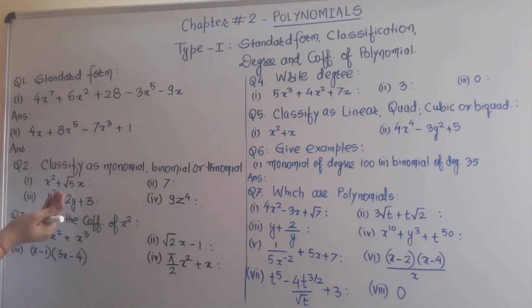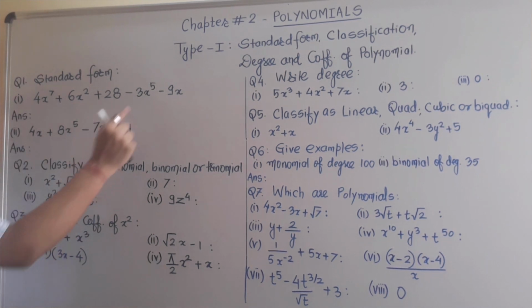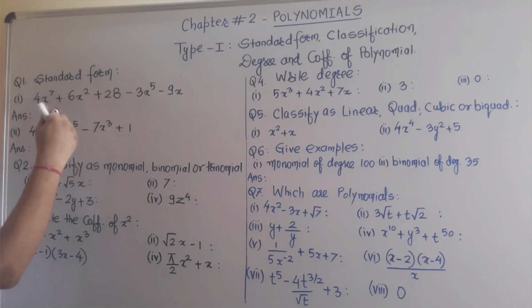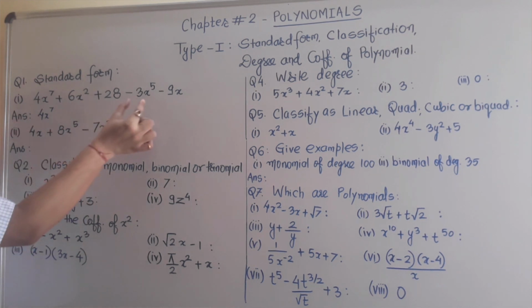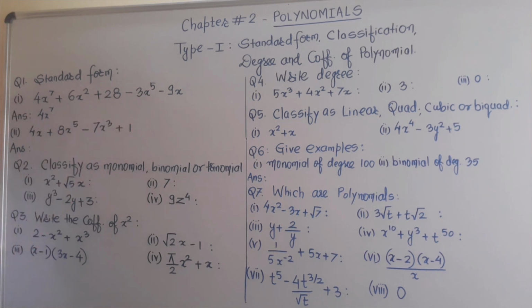After that, whose power is highest? That is 5. Then 2, and then other powers. So I will first of all write down my variable term, 4x to the power 7. Then I will write down this term. One thing remember, when you are shifting this term to the second place, see the sign. The sign will also be shifted along with the term. So that is minus 3x to the power 5.